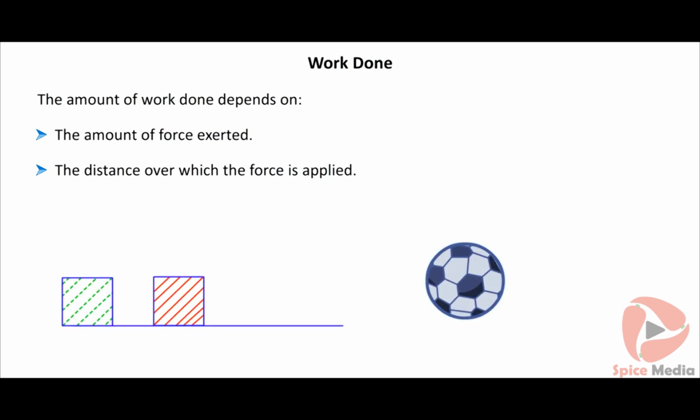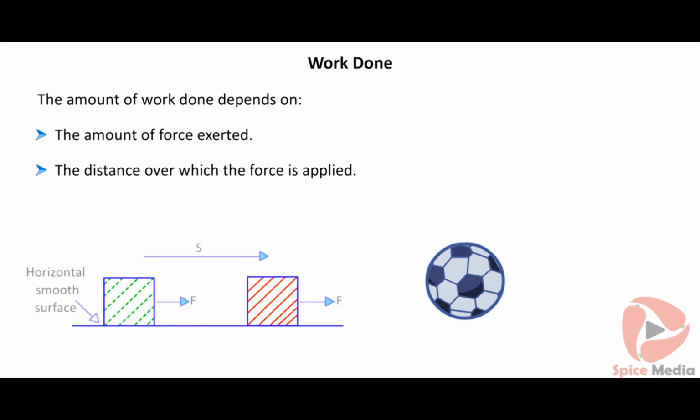For work to take place, a force must be exerted through a distance. The amount of work done depends on two things: the amount of force exerted and the distance over which the force is applied. There are two factors to keep in mind for deciding when work is being done: something has to move, and the motion must be in the direction of the applied force.